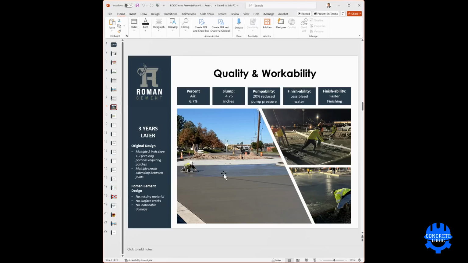It's gone through 3 winters of freeze thaw. There's no damage whatsoever. There's no missing material. No spalling. No surface cracks. No damage. It's performing very well. So that's a great field test.